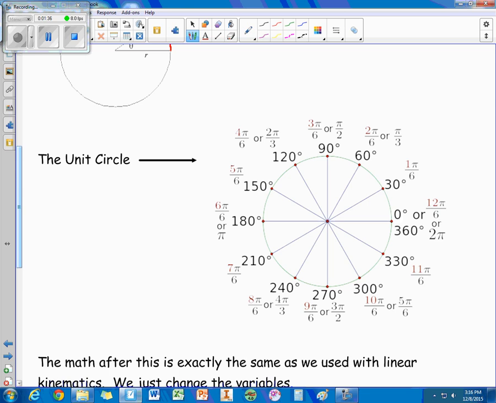Notice in the unit circle that when we go counterclockwise, it's positive, and if we go clockwise, it's negative. And a full rotation is 2 pi radians. There's also degrees, so a full rotation is 360 degrees, but it's better to use radians. However, sometimes we want to go back and forth. We want to convert between them. So notice that 180 degrees is the same thing as pi radians.